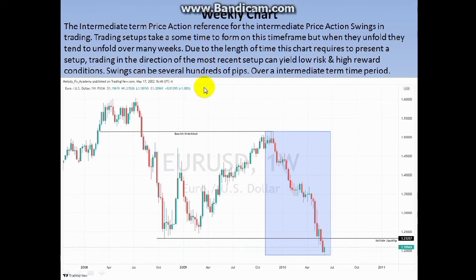Trading setups take some time to form in this time frame. Okay, but when they unfold, they tend to unfold over many weeks, due to the length of time this chart requires to present a setup. Trading in the direction of the most recent setup can yield low risk and high reward conditions. Swings can be several hundreds of pips over an intermediate term time period.